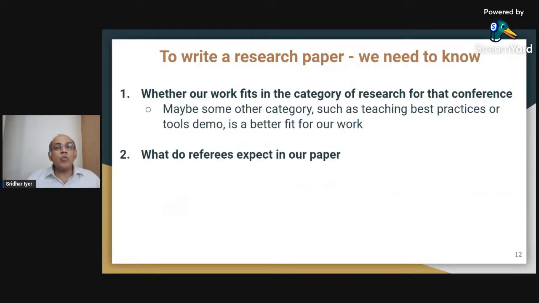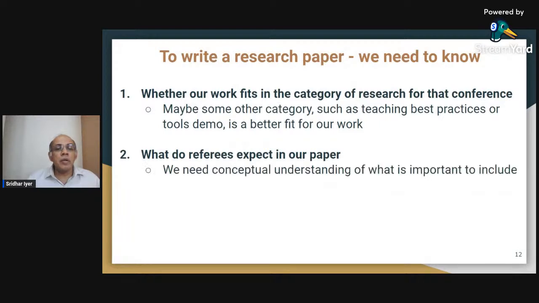The second thing we need to know while writing a research paper is what referees expect in our paper. Okay. So we need an understanding of what is important to include in the paper, right? And finally, we need to know how to structure the paper.